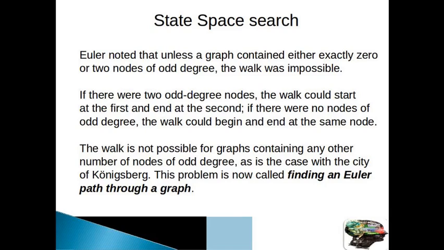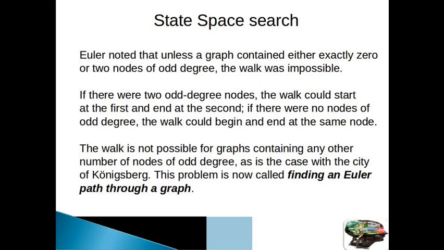If there were 2 odd degree nodes, the walk could start at the first and end at the second. If there were no nodes of odd degree, the walk could begin and end at the same node. The walk is not possible for graphs containing any other number of nodes of odd degree. That means the graph should have either exactly 0 or 2 nodes of odd degree.